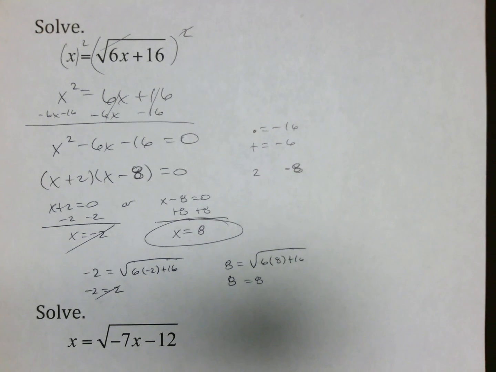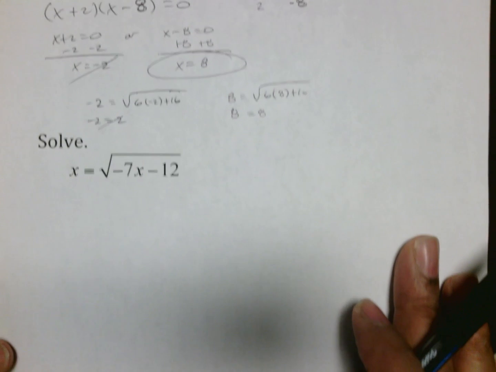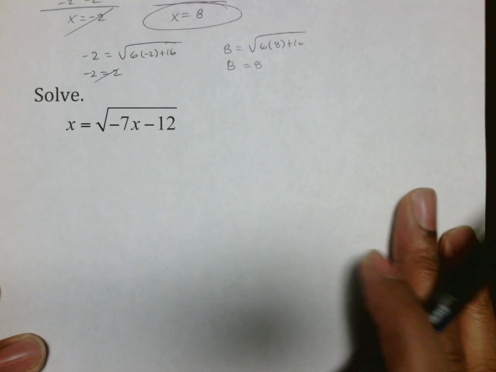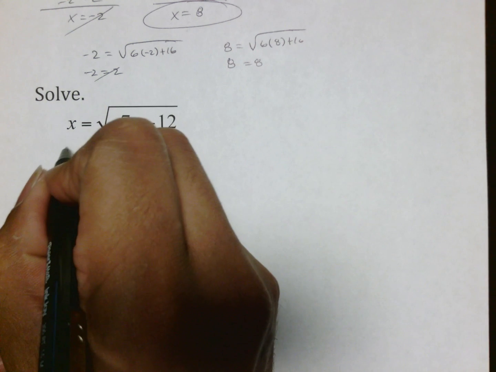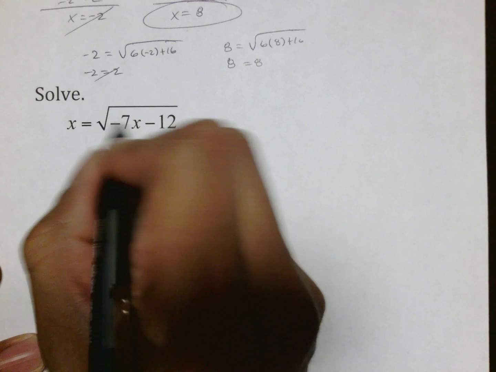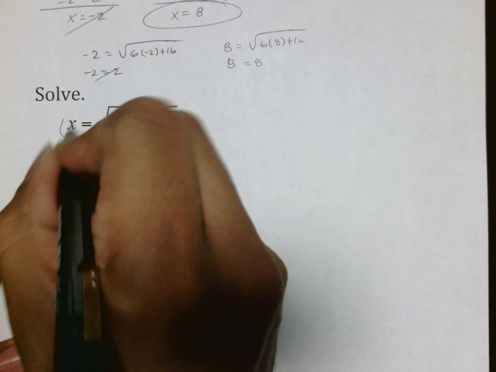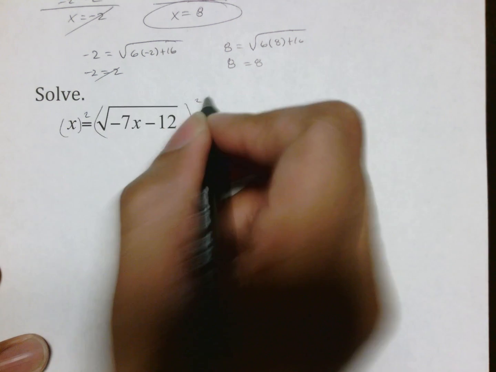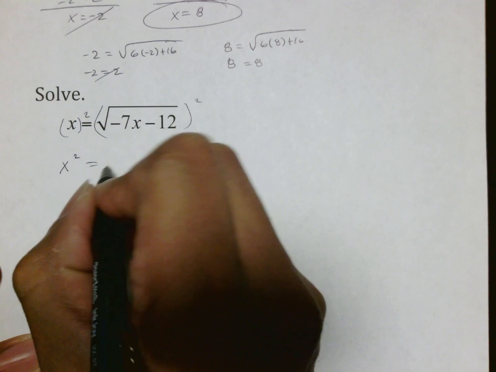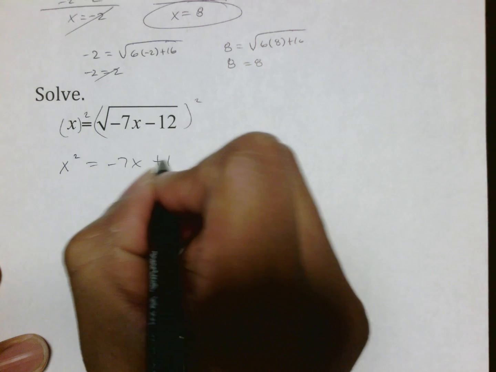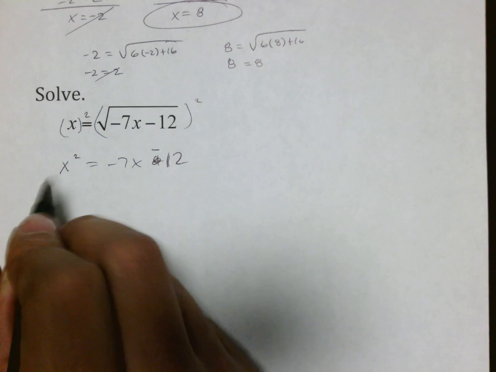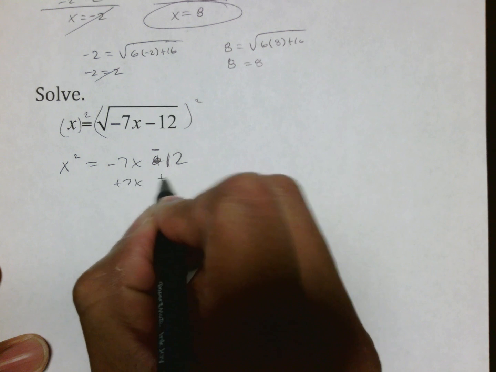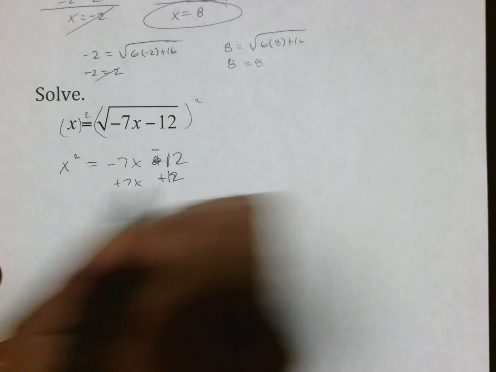Alright. And then the last example we're looking at here is x equals square root of negative 7x minus 12. So we go through here and, again, the only thing we can do right now is get rid of the root. So we square both sides. We get x squared equals negative 7x minus 12. Because we have an x squared and an x, we have to move those to one side. So we add 7x and we add 12 to both sides.